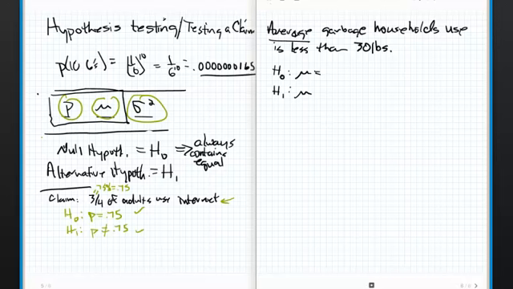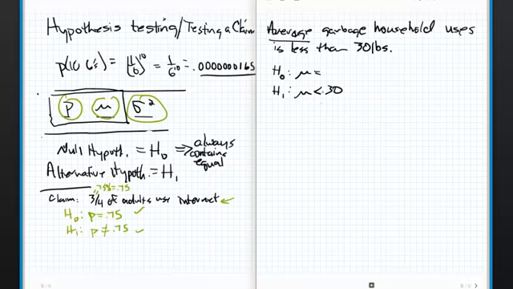Well, notice how it reads. The average garbage a household uses is less than 30 pounds. I know that the alternative hypothesis, because this is less than and doesn't contain an equality, is mu is less than 30 pounds.